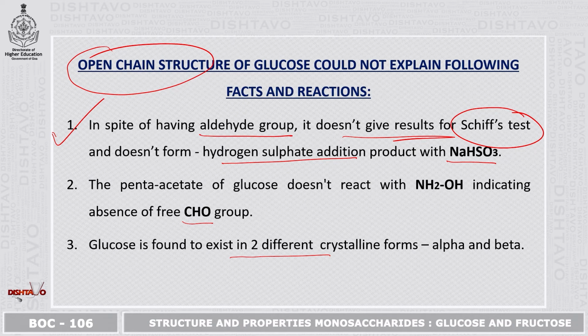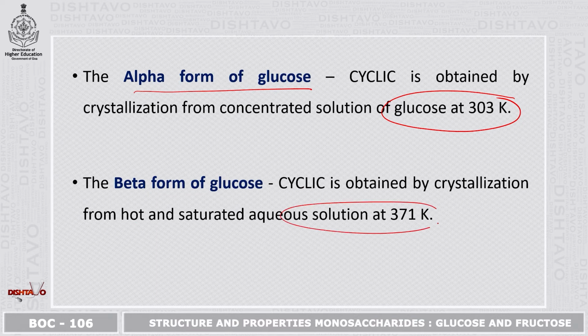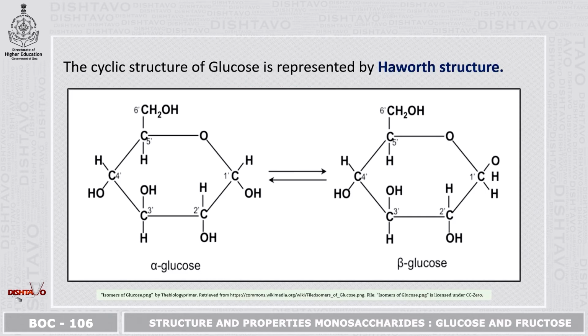So the alpha form of glucose, in case of cyclic, is obtained by the crystallization of concentrated solution of glucose at 303 Kelvin. The beta form of glucose, again the cyclic form, is obtained by the crystallization from hot and saturated aqueous solution at 371 Kelvin. And these are the cyclic form or the ring form or the Haworth structure of the glucose.